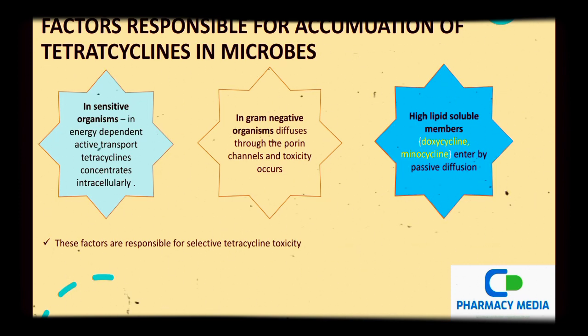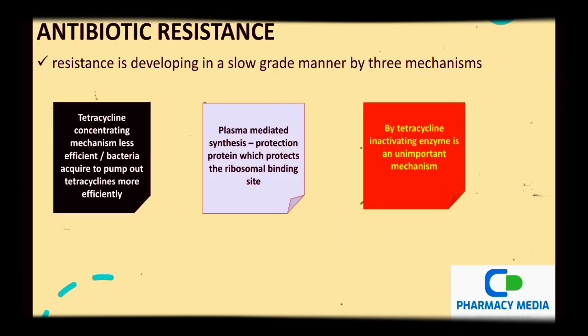Coming to sensitive organisms, they enter the body by energy dependent active transport, and tetracyclines concentrate intracellularly. Coming to gram-negative organisms, generally they diffuse through the porin channels and toxicity occurs. And the highly lipid-soluble members of the tetracyclines like doxycycline and minocycline enter by passive diffusion. So thereby these tetracyclines cause accumulation in the microbes, they cause toxicity, and later the death of the microbe takes place.